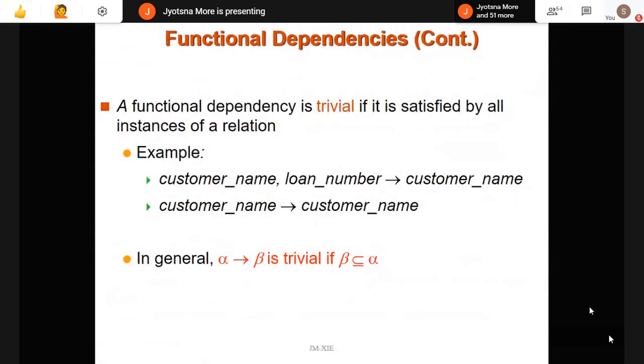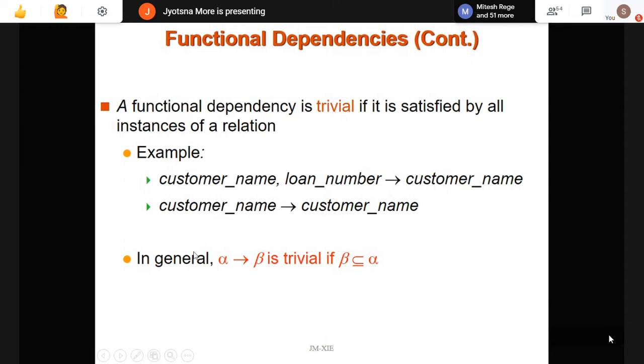What is a trivial functional dependency? Again, this word trivial has been used in one of the exam papers: identify trivial and non-trivial functional dependency. You should know what a trivial functional dependency is. It is satisfied by all instances of a relation. Suppose this is the example: customer name and loan number determine customer name, and customer name determines customer name. These are trivial functional dependencies.